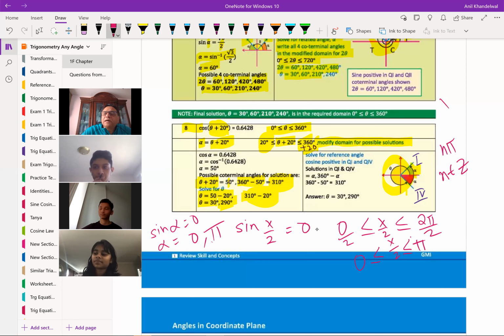So we say x by 2 is equal to n pi, and therefore x is equal to 2n pi. Is that clear to you? Where n is the set of integers. That becomes the solution for the given question. Samita, is this absolutely clear to you? Yeah, it's clear, sir. Okay, next question, please.